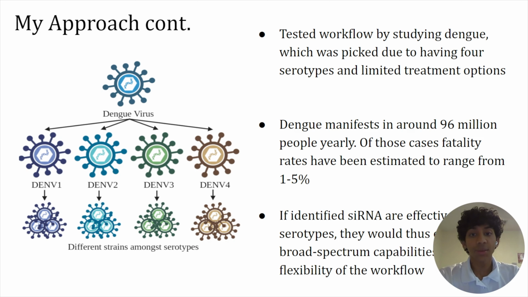I tested this approach by studying dengue, which was picked due to having four serotypes and limited treatment options. Dengue manifests in around 96 million people yearly, and of those cases, fatality rates have been estimated to range from 1 to 5%. There is no universal treatment for dengue, and the virus's public health burden is only increasing. If identified siRNAs are effective across the four serotypes of dengue, they would then exhibit broad spectrum capabilities beyond simply the flexibility of the workflow.